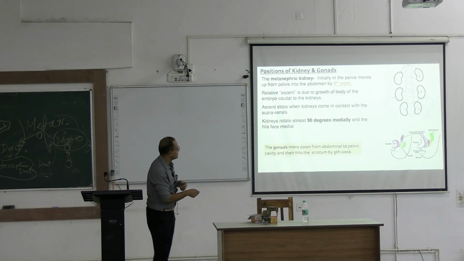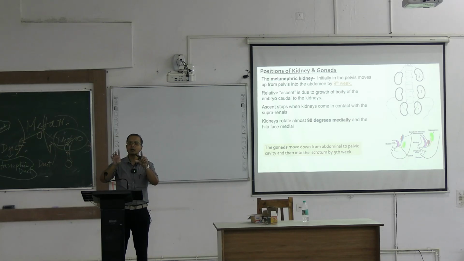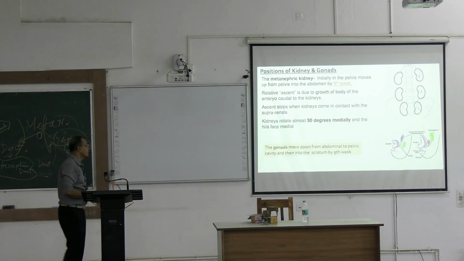So the hilum of the kidney initially was facing anteriorly. Later on, it touches it, and because of the momentum, it rotates and goes to a medial direction in a 90-degree medial rotation. So the hilum of the kidney is facing medial. This is again your MCQ that has been asked in examinations.